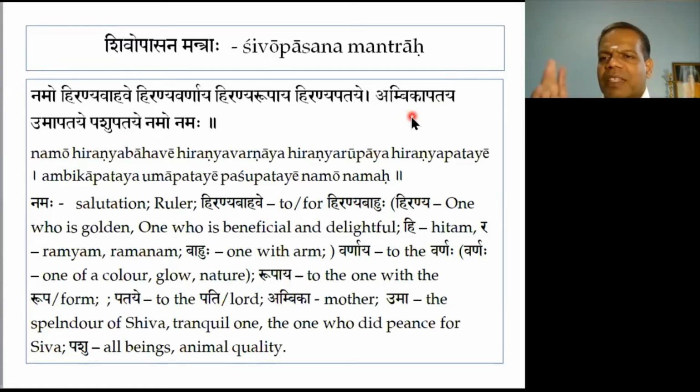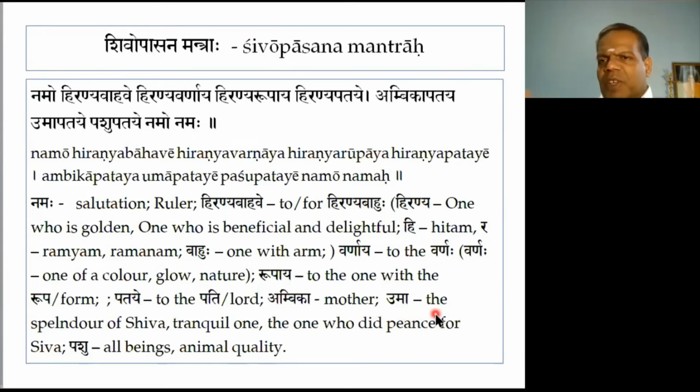Ambika means mother. So the Lord of the mother. You can also say Lord of the motherliness, because Shiva is Ardhanarishwara. He is partly Parvati, the mother. So Ambika Pataye is the Lord of Ambika. Uma Pataye is the Lord of Uma.